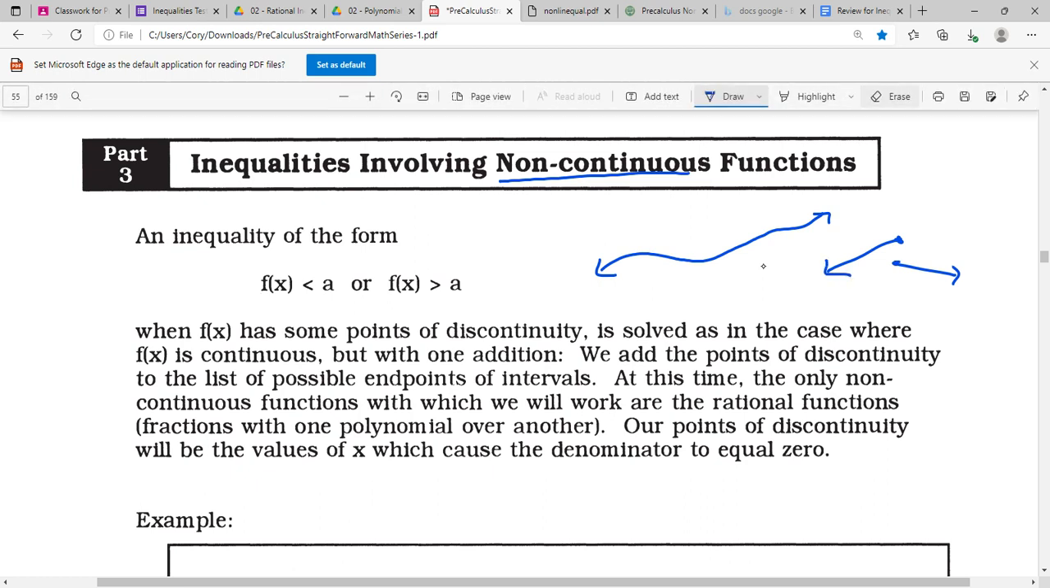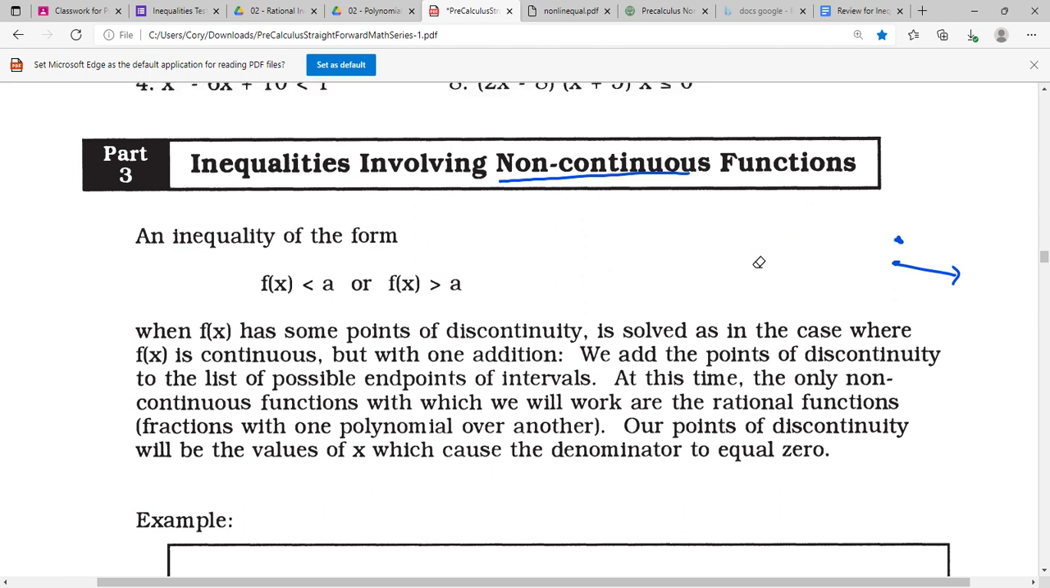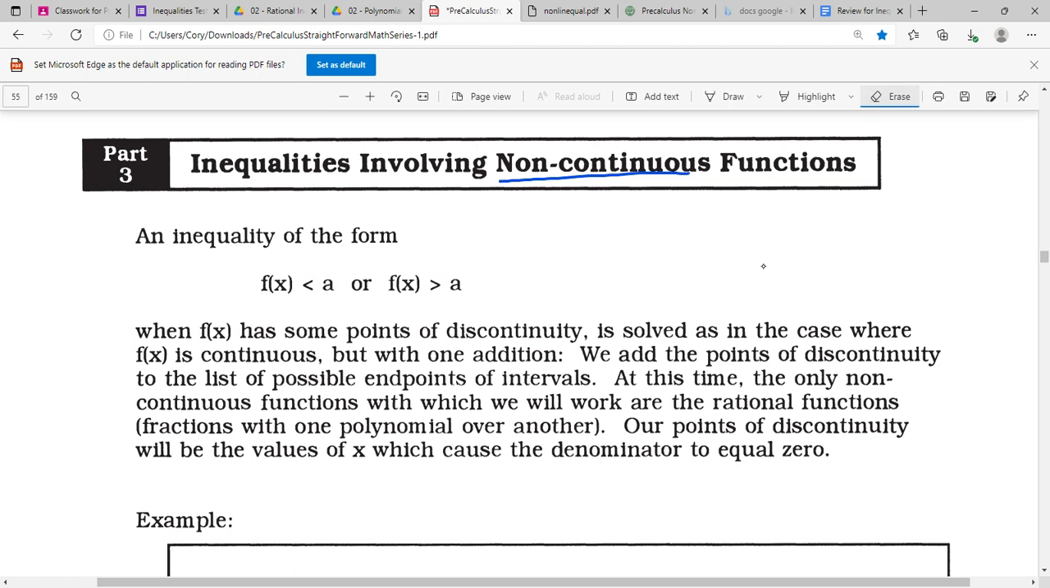All right, so this one is going to be done just the same as when we're solving continuous functions, except for one additional part. When there are points of discontinuity, that means breaks in your function, it's solved as in the case where it's continuous, but with one addition. We add the points of discontinuity to the list of possible endpoints of the intervals, okay?